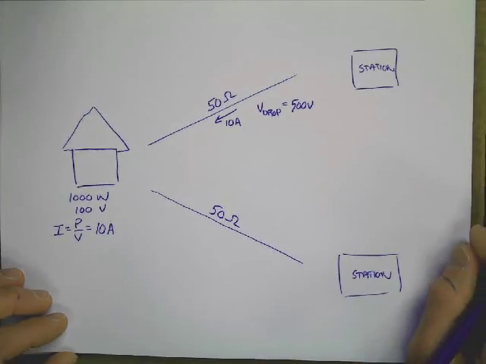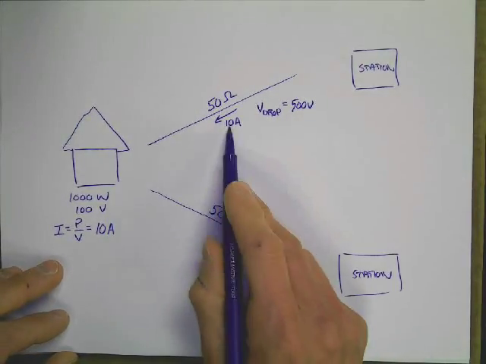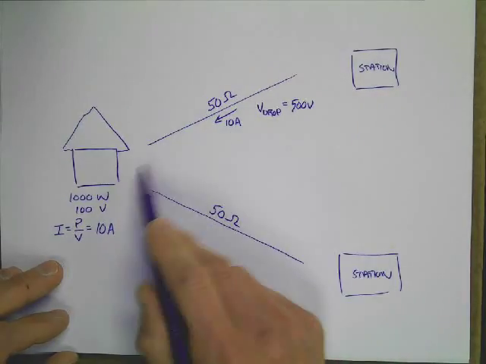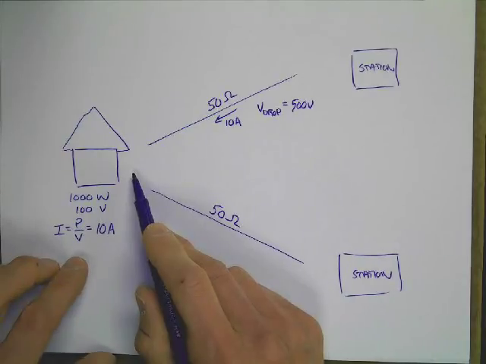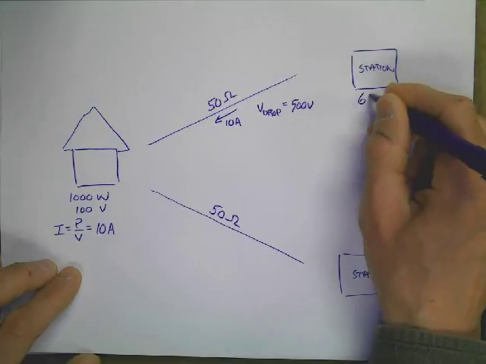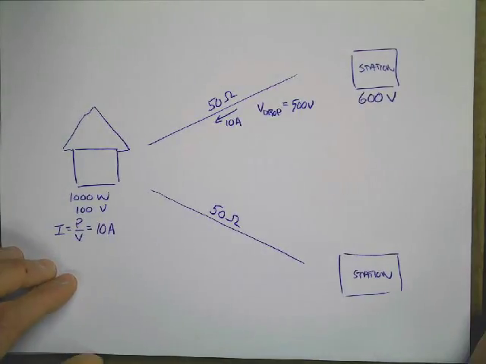So the very first thing that might surprise you is that in order to deliver this 10 amps to you, the power company is going to be losing 500 volts to send them to you. So can you see, in order to get you your 100 volts, if you're losing 500, the station has to send or create a potential difference of 600 volts.